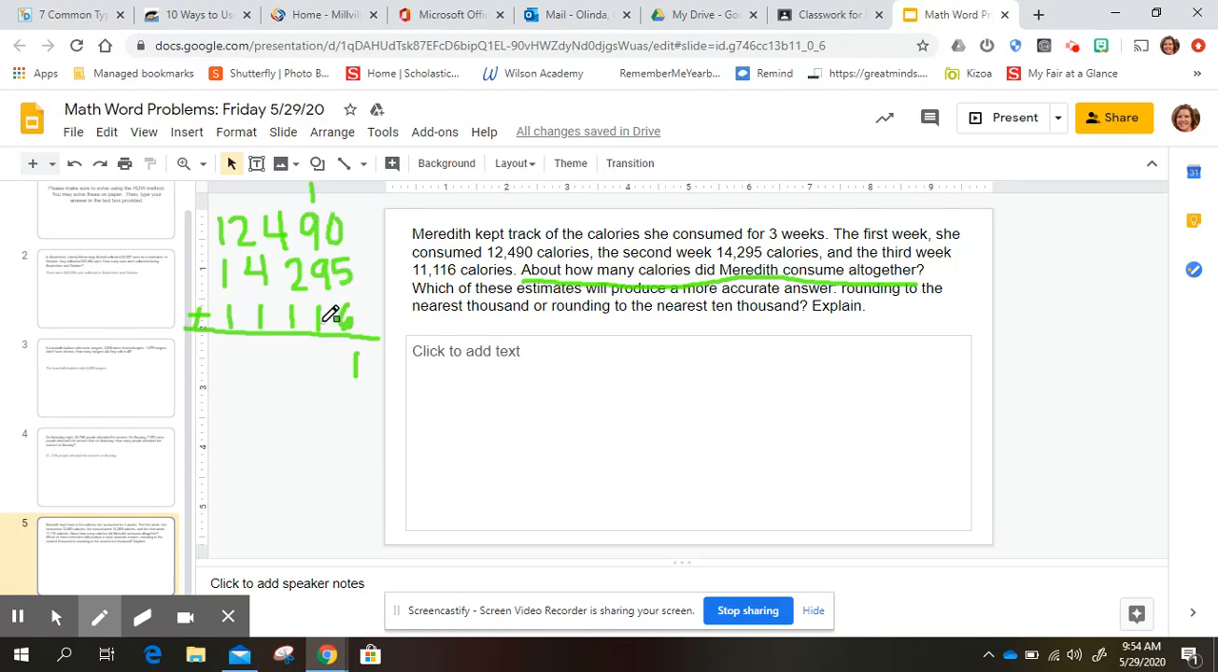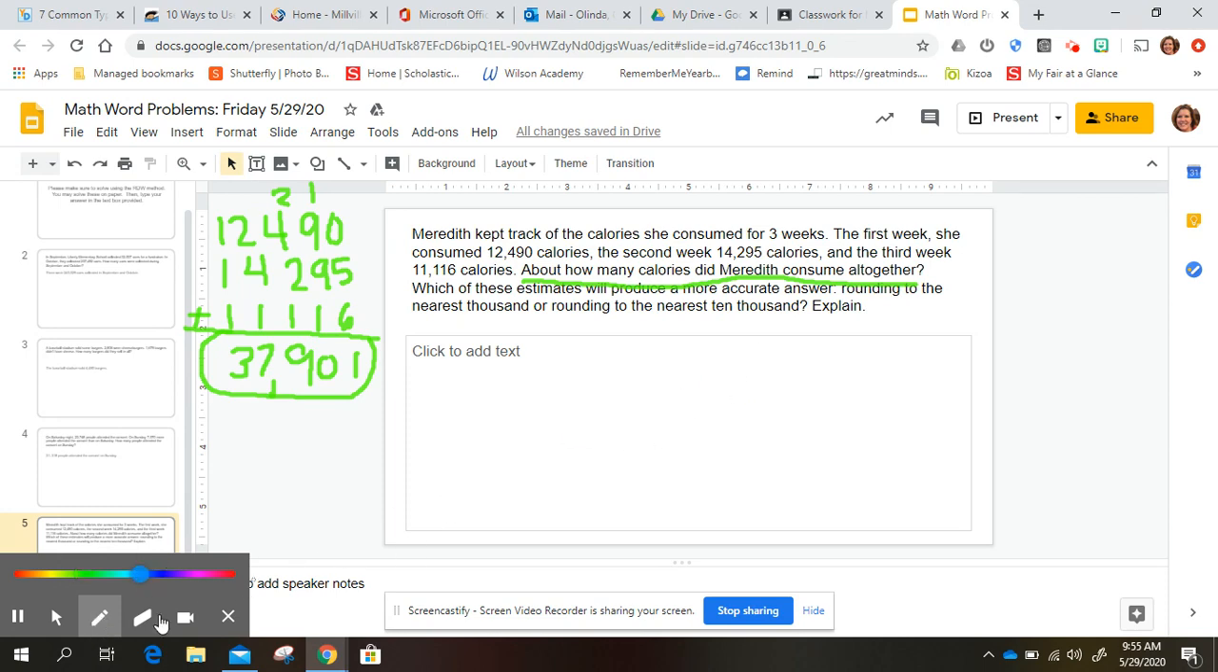So 9 plus 1 is 10, 9 plus 1 is 10, and that would be 20. 4, 5, 6, 7, 8, 9. 6 plus 1 is 7, and then 3. So the actual answer is 37,901. Although it doesn't ask us the actual answer, we'll need this to use for our comparison. So now it's asking us if we round to the nearest 1,000, will that give us an accurate answer?